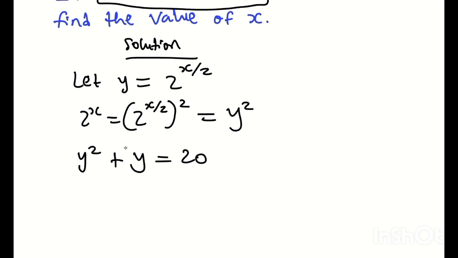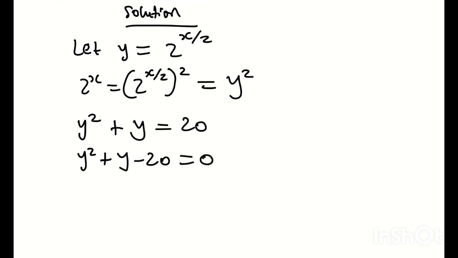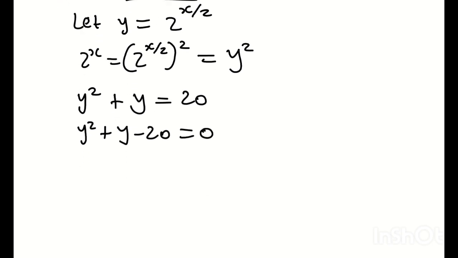Let's move 20 to the left-hand side, or we can say let's subtract 20 from both sides. So we have y squared plus y minus 20 is equal to what? 0. The next thing we'll do now is to factorize this. So let's factorize. If you multiply minus 20 by y squared, you get minus 20 y squared. Think of two factors that, when you multiply, you get minus 20.